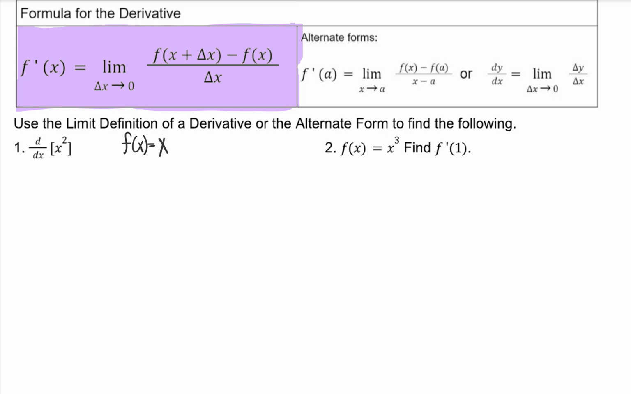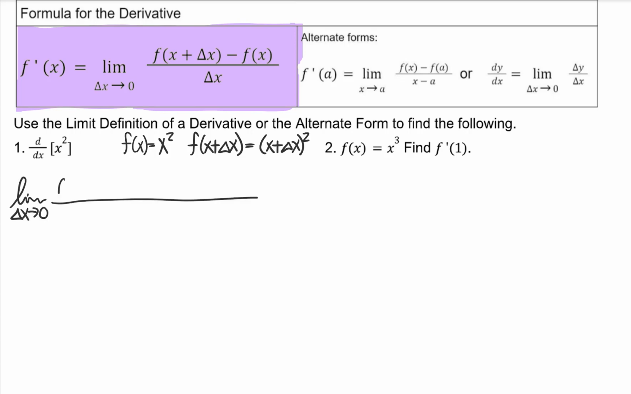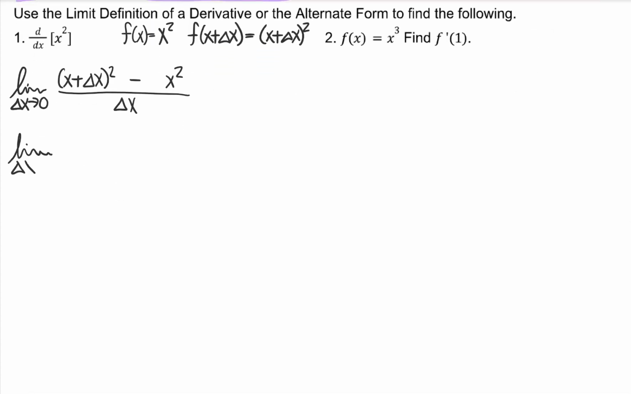The function we want to derive is x squared, so f of x plus delta x would just be replacing the x with x plus delta x, and then squaring that quantity. Let's plug it in. At this point, we're just going to do algebra. So expand, then combine like terms.